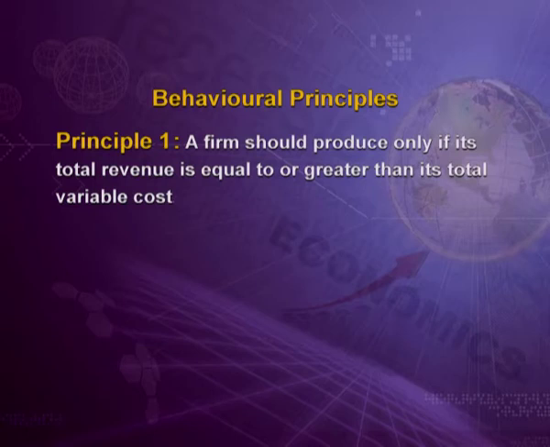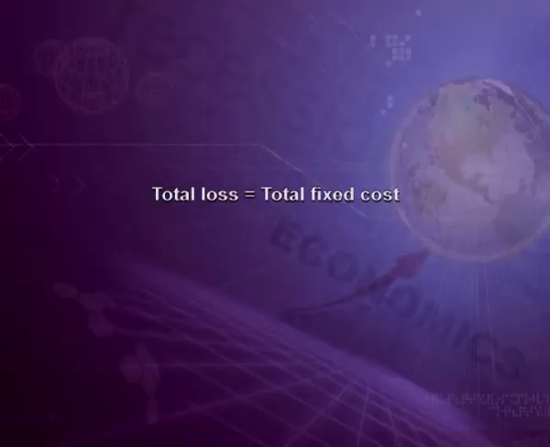Principle 1. A firm should produce only if its total revenue is equal to or greater than its total variable cost. In simple words, we can say that the firm will not produce if its total revenue is smaller than its total variable cost. The firm always has the option of not producing anything. If it does not produce anything, it will have an operating loss only equal to its total fixed cost. Total loss equals total fixed cost if it does not operate.